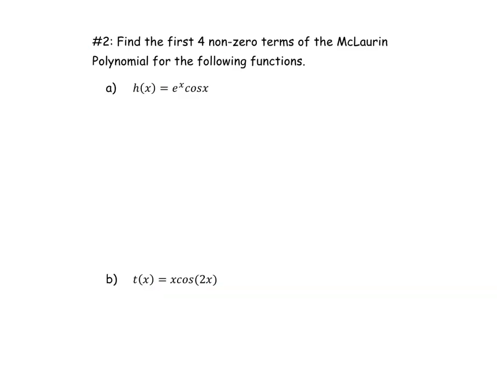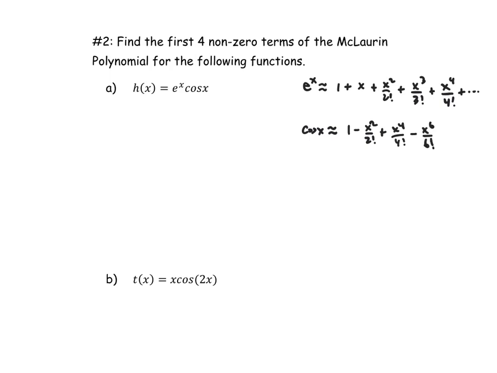Okay, let's write the first four non-zero terms of the Maclaurin polynomial for the following function, h of x, which equals e to the x times cosine of x. So what do we do? Well, e to the x is approximately equal to 1 plus x plus x squared over 2 factorial, x cubed over 3 factorial. I'm going to go out one more term, x to the fourth over 4 factorial. Now that will continue. However, I only want to go out far enough such that I will have 4 non-zero terms. I hope I went far enough. We'll see. Okay, cosine of x will be 1 minus x squared over 2 factorial plus x to the fourth over 4 factorial. I'll go out one more term to negative x to the sixth over 6 factorial.